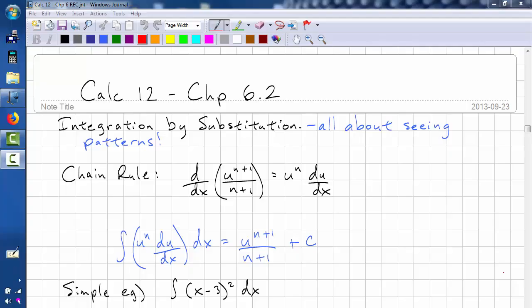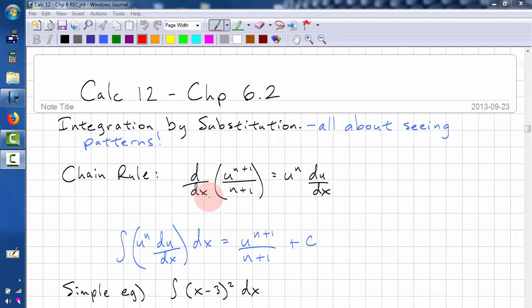Hi, this is Calculus 12, Chapter 6.2. We're going to be looking at integration by substitution. This is important. It's all about seeing patterns. So let's take a look at a simple example.